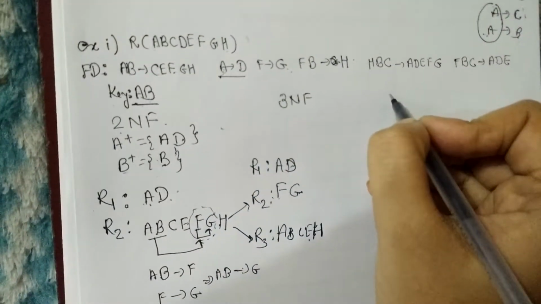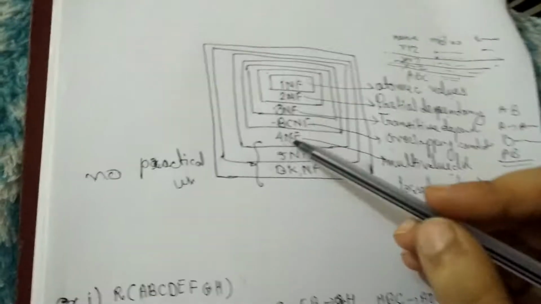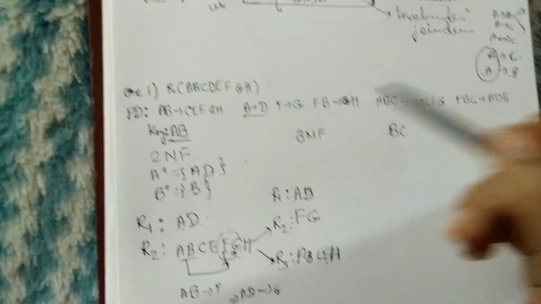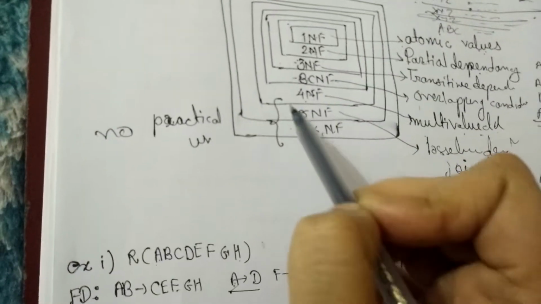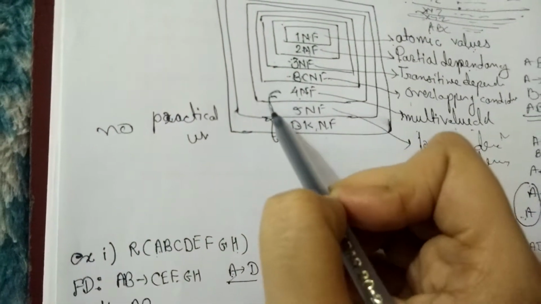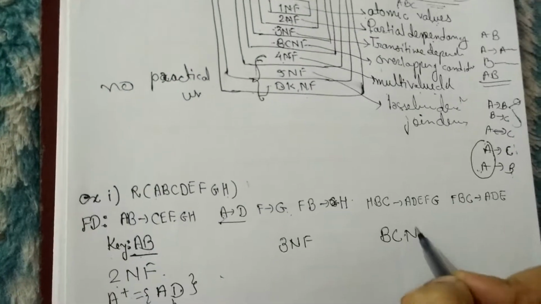Now if I want to convert it into BCNF, as you see that after 3NF we have BCNF, and most of the time 4NF, 5NF and DKNF, these three are of no practical use, so we are going to convert up to BCNF only.